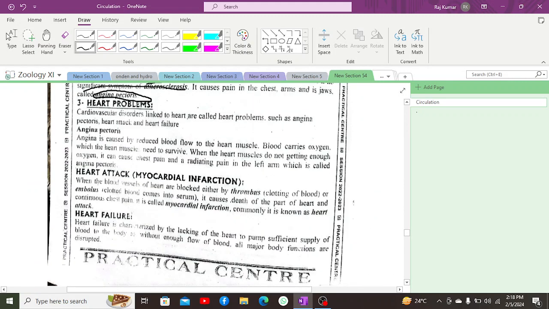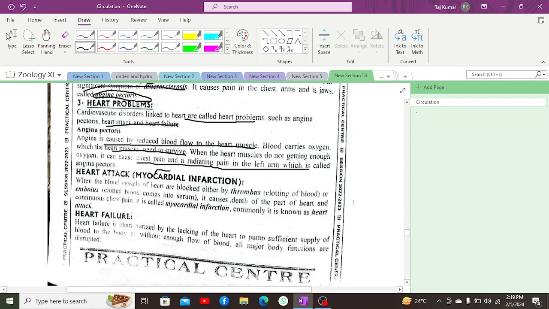When it comes to heart problems, cardiovascular diseases linked to the heart are called heart problems, such as angina pectoris, heart attack, and heart failure. Angina is caused by reduced blood flow to the heart muscle. Blood carries oxygen, which the heart muscle needs to survive. And when the heart muscles do not get enough oxygen due to formation of any sort of atherosclerotic plaque, it can cause chest pain and a radiating pain in the left arm, which is called angina pectoris. It is not necessary that every time it occurs in the left arm, it can be in other arms as well.